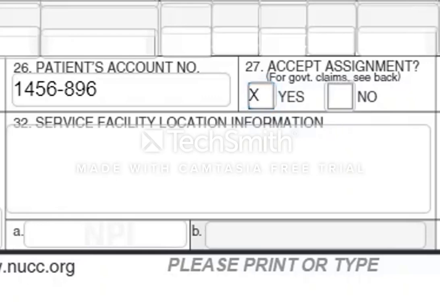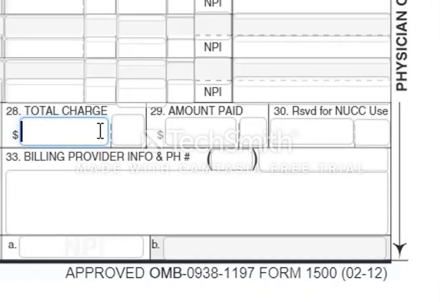Now, 28, we'll be adding up all the charges from 24F. Remember that dotted line is your decimal point. 29, we will leave blank. We do not need to put anything in here for workers' compensation. The patient will not be paying a thing as long as it is found that it is truly not their fault.